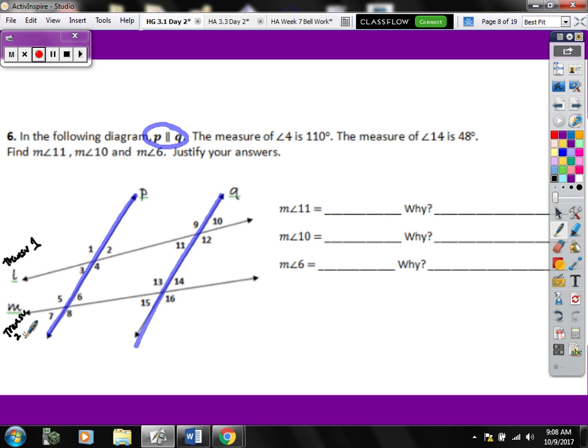Then they give us some information. Let's put it in the picture. Measure of angle 4 is 110. And the measure of angle 14 is 48. All right, so then let's go to our questions. Find the measure of angle 11, 10, and 6. Justify your answer. So, measure of angle 11.